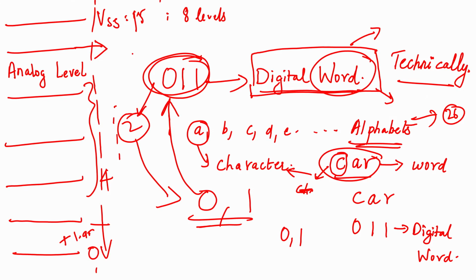Okay. So, this is digital word. It's understood, right, why it is called digital word. So, our characters are these and we are making a word out of it. So, we call it a digital word. Clear?